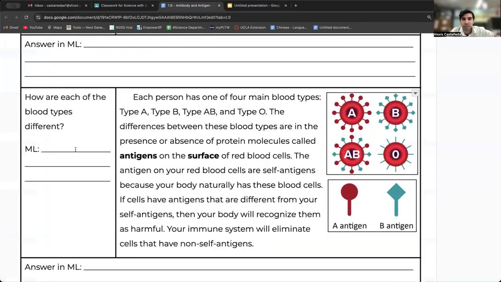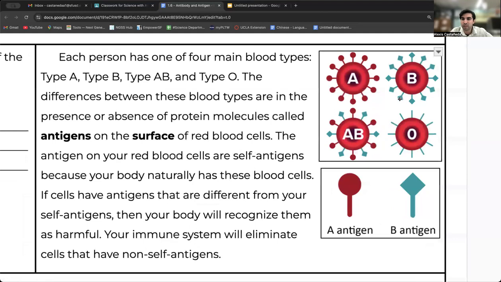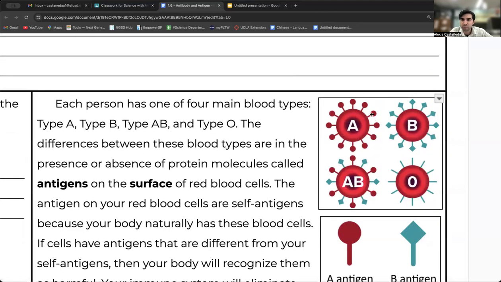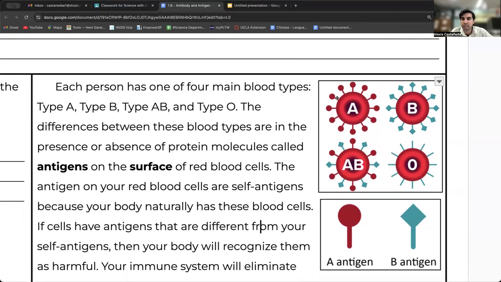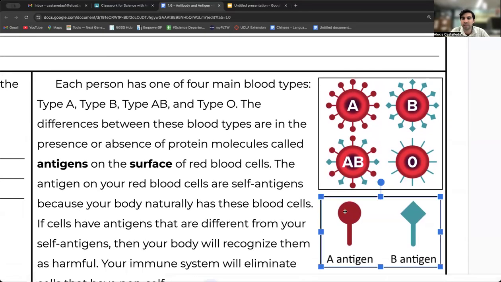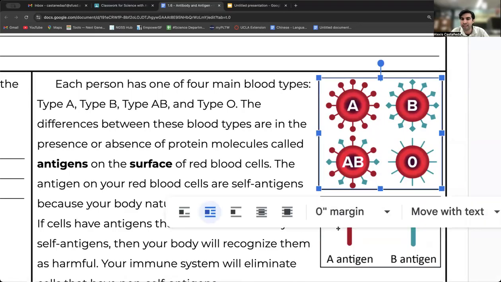So let's look at this a little bit. How are the blood types different? If we look at the surface of the cell, this is cell A, cell B, cell AB, and cell O. On the surface, they have different little shapes. If it's blood type A, which antigen does it have? Does it have the A antigen or the B antigen? Blood type A has the A antigen.